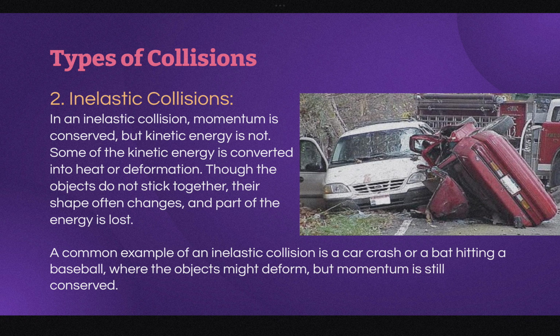Now, the second type of collision, that is inelastic collision. In an inelastic collision, momentum is conserved but kinetic energy is not. Some of the kinetic energy is converted into heat or deformation. Though the objects do not stick together, the shape often changes and part of the energy is lost. A common example of an inelastic collision is a car crash or a bat hitting a baseball, where the objects might deform but momentum is still conserved.